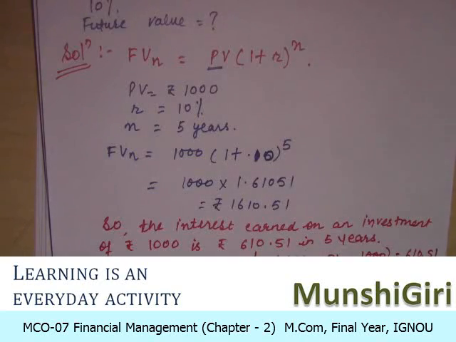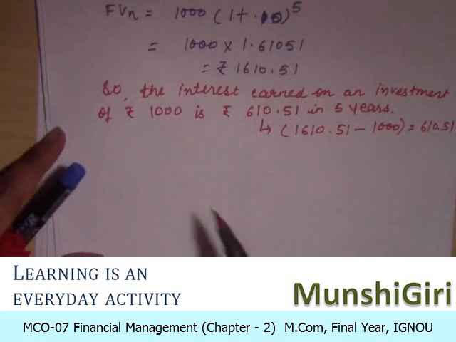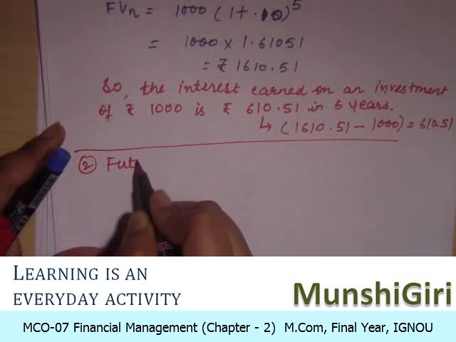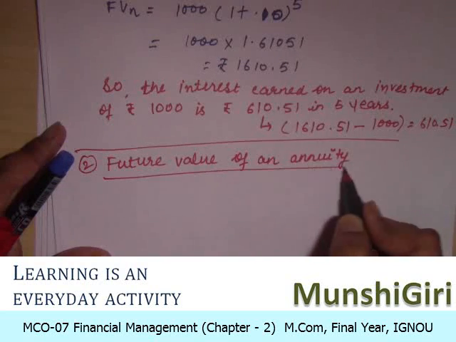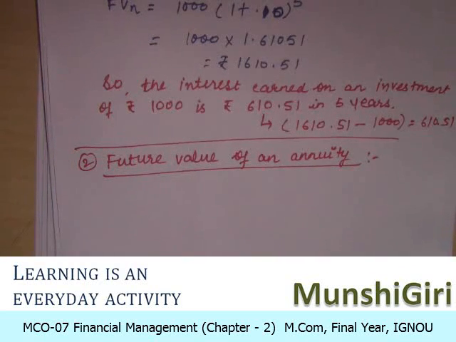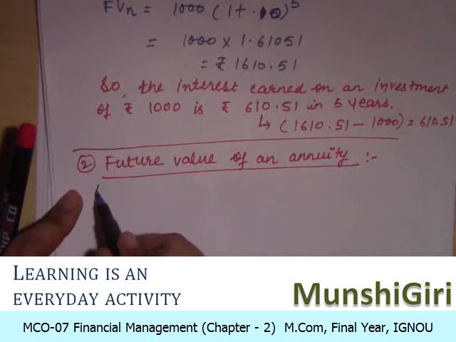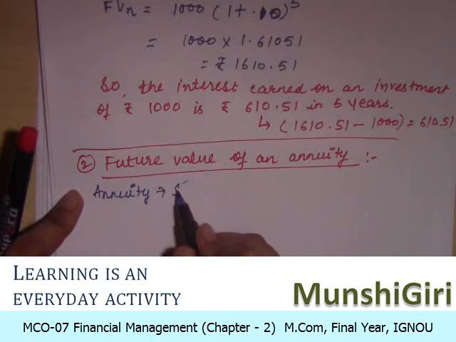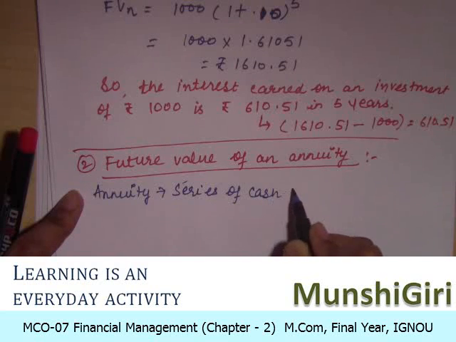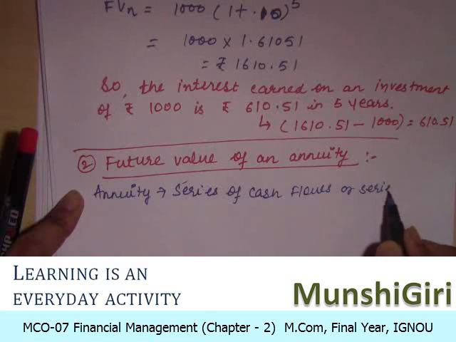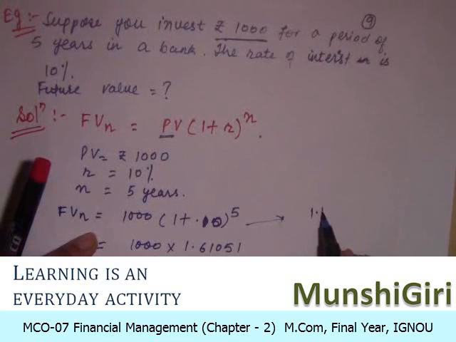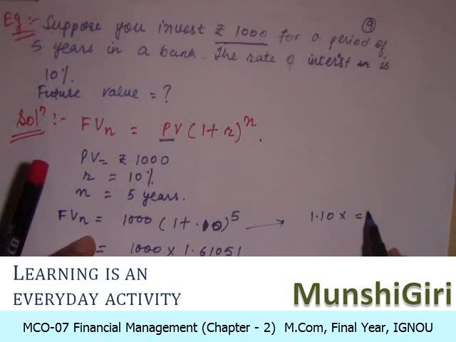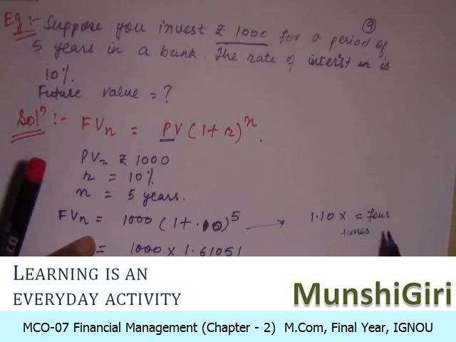Coming to the second concept in this chapter, which is future value of an annuity. Now annuity refers to a series of cash flows or series of payments. Let me write it down over here. On the calculator, 1.10 multiplied and equal 4 times is equal to 1.61051.